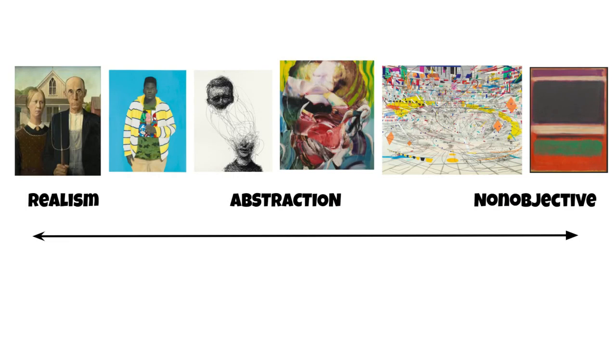If we take a look again at the continuum of representation, you can see that this is not individual boxes that each of these only fits into. They can definitely waver between realism and abstraction, or between abstraction and non-objectivity.